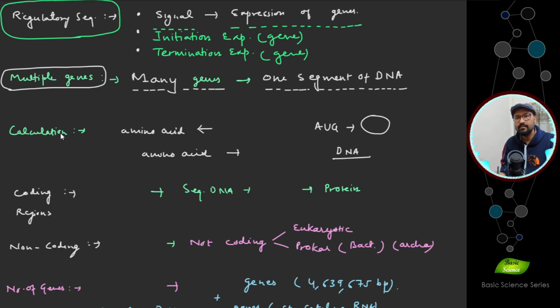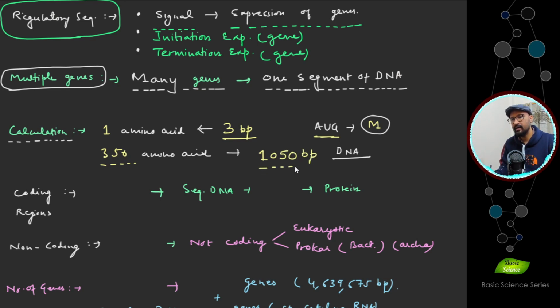Moving on to the next one, some calculations. I think I have seen some numerical problems coming from this particular concept. Here we need to understand that one amino acid will be coded by 3 base pairs of the DNA molecule. This is important. For example, AUG gives you one amino acid. It can also act as an initiation codon, right? That is an important point. Based on that, you can get a question like, for example, 350 amino acids, how many bases of DNA are required? That probably is 1050 base pairs of the DNA required for this amount of amino acids.